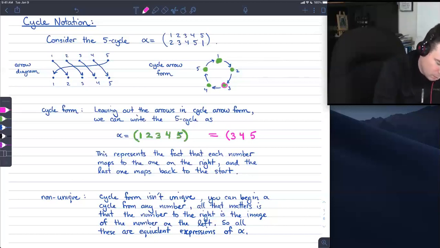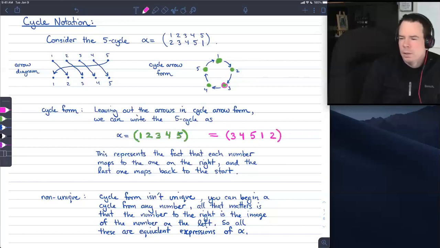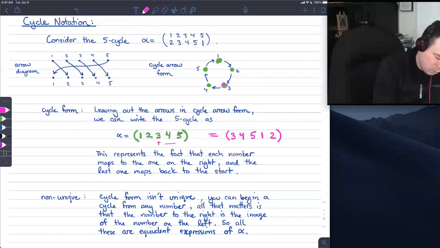5, where does it go to? It goes to 1, 1 goes to 2, 2 goes to 3, but that's the one I started with. So I could write this permutation in this form as well. Now it's really just the same as the one I wrote in green, except I've started here and just moved this way and then wrapped around and come back.